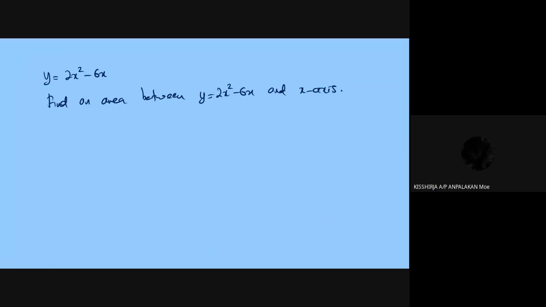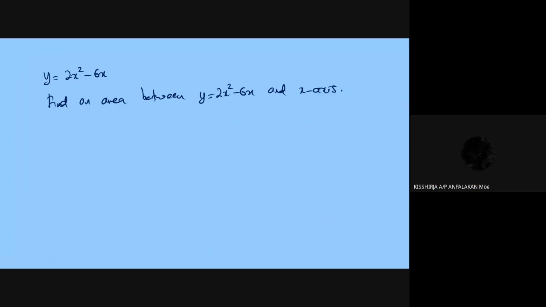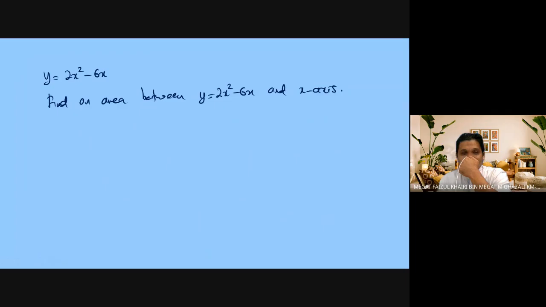So if you get area that is negative, you just make it positive, right? Let me send you the answer. Because one of the areas is below the x-axis, another one is above the x-axis, am I right?